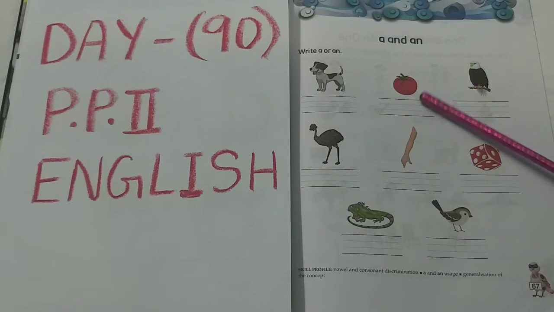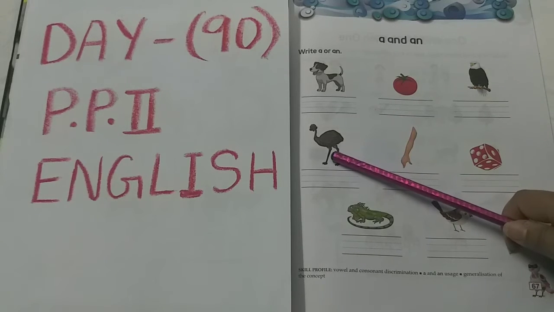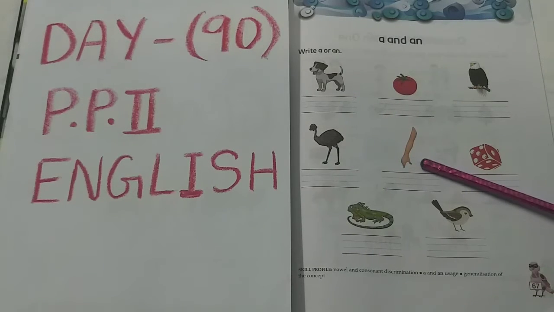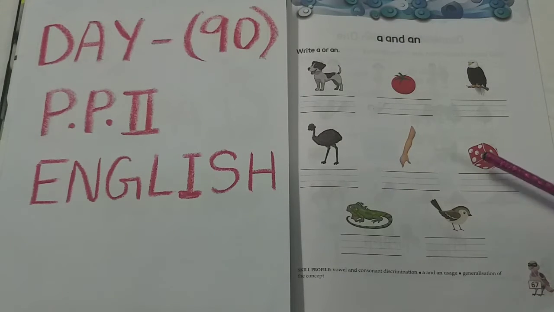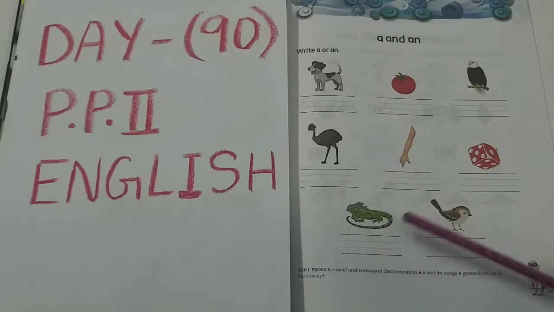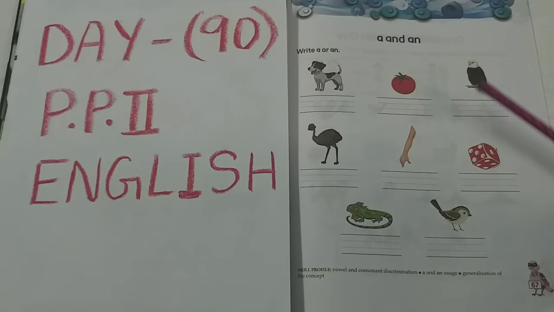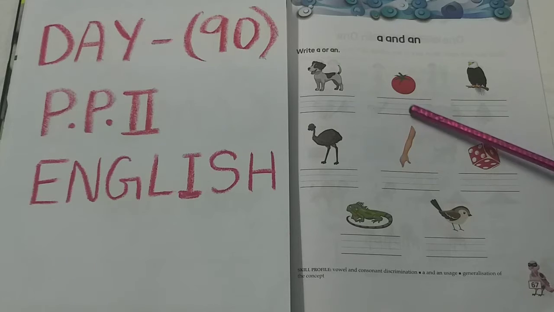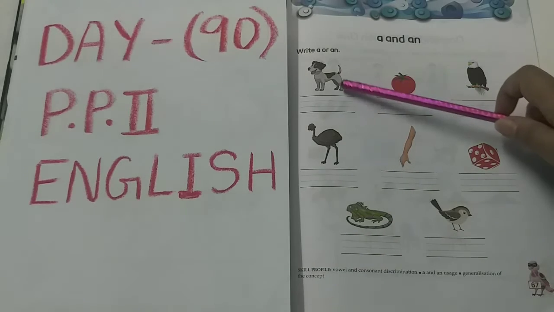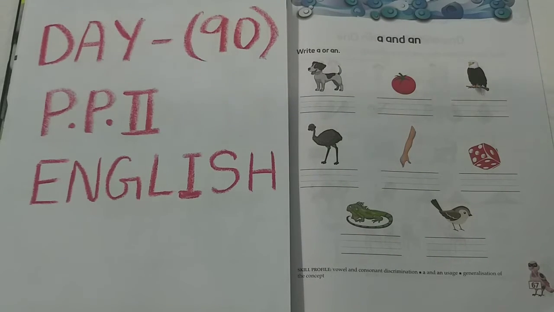Dog, tomato, eagle, emu, hand, dice, chameleon, bird. These are the pictures. Let's write whether a will come or an will come in this blank. Are the children ready? What is this? It's a dog. Dog starts with letter D.